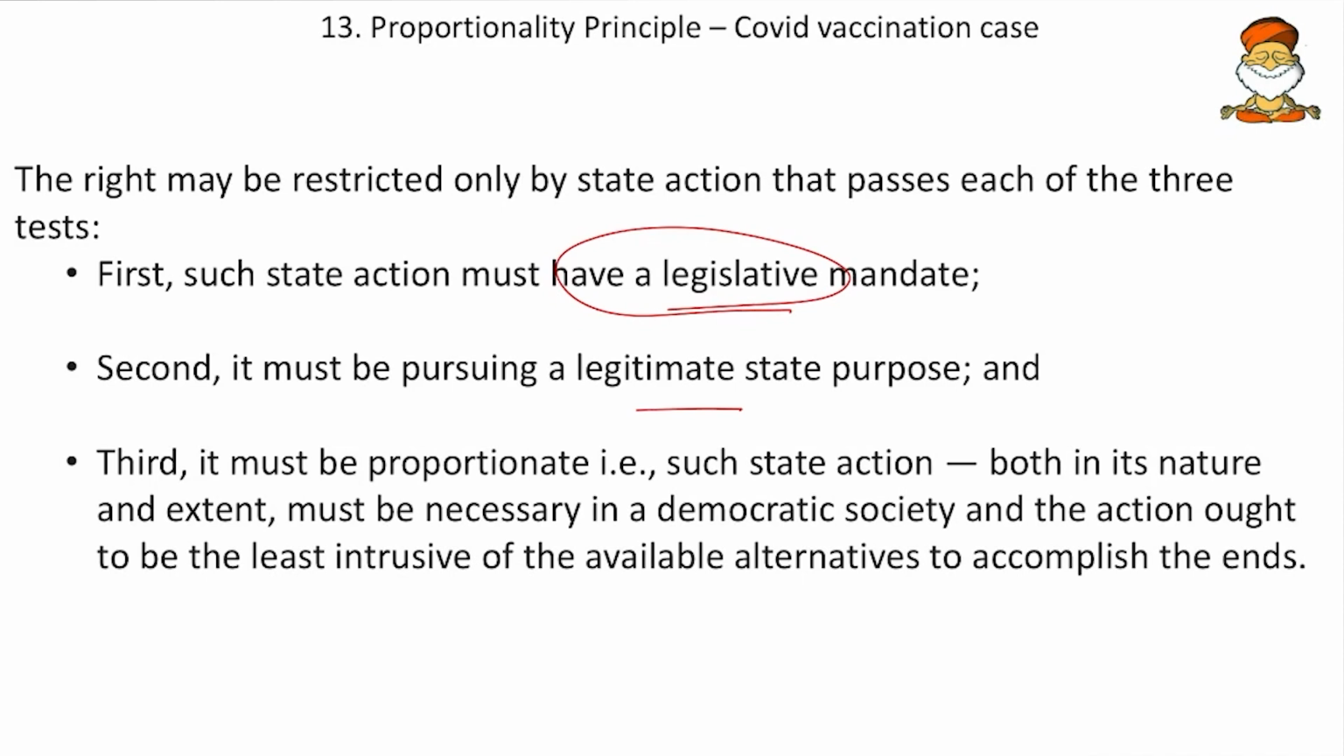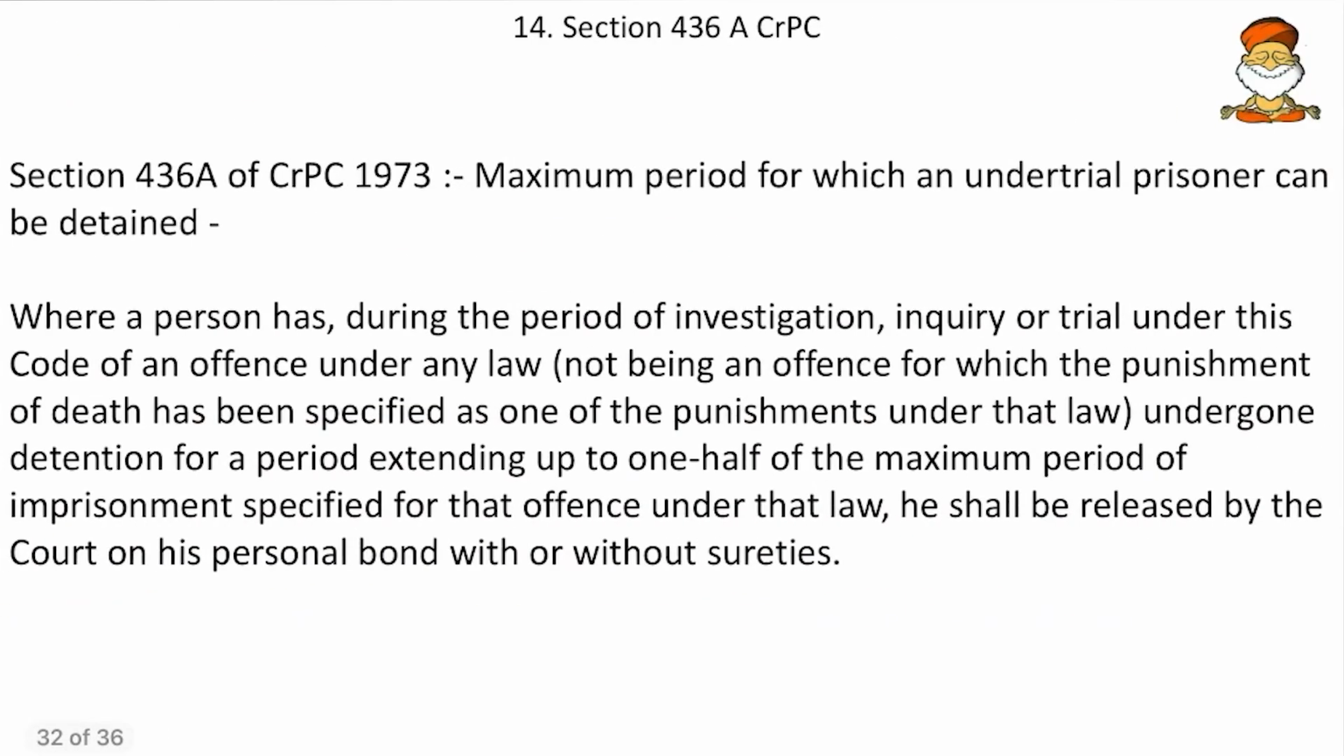That is, such state action, both in its nature and extent, must be necessary in a democratic society, and the action ought to be the least intrusive of available alternatives to accomplish the ends. So that means if there are no alternatives available to accomplish that end, we can go ahead with this action. Else we have to go with the alternatives, not with this per se. So here we don't have any other choice but to vaccinate the people. Only then we can go and vaccinate, else we can go ahead with the other ones. So this is all about the proportionality principle.